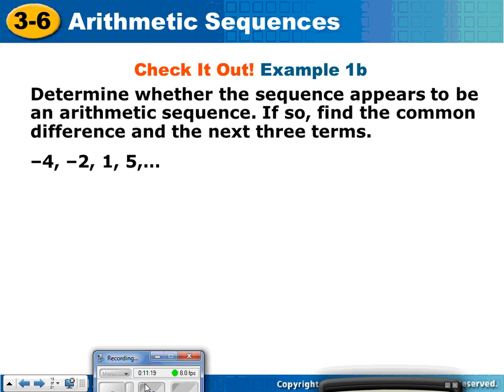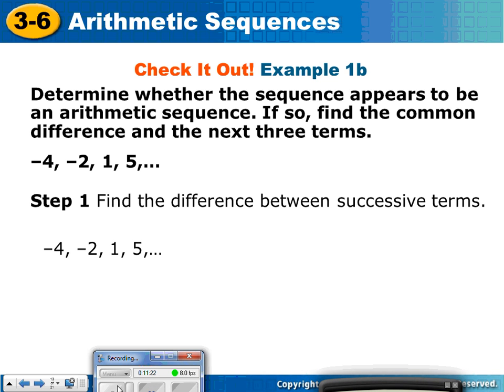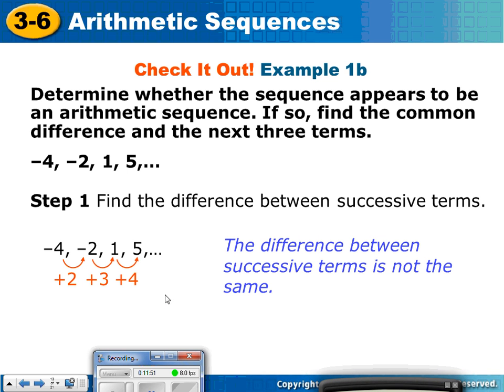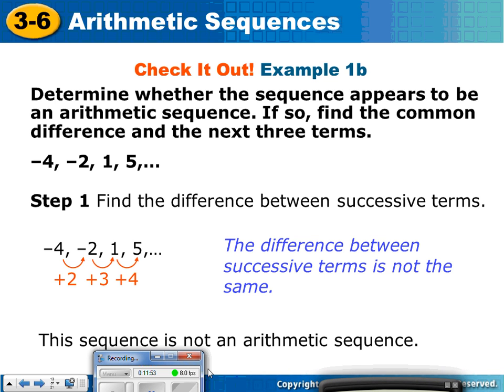Try this one. When I look at this one, what's my difference between each one? The difference is add 2, add 3, add 4. Please don't just write 2, 3, 4. Actually, you can write 2, 3, 4. I will allow that, but if it's a negative, you need to put down the negative, because you'll need to remember you're going down 2, 3, 4. Since it's going different numbers, it's not arithmetic.